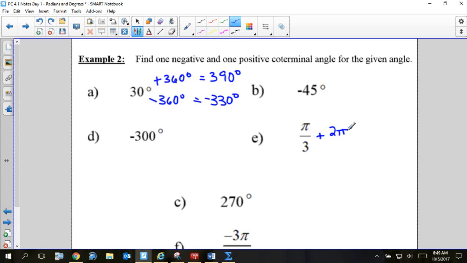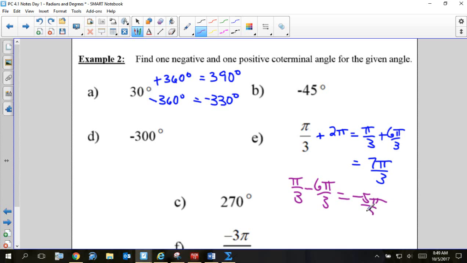Common denominator when we have fractions. So I'm going to change 2 pi into 6 pi over 3. So now I have pi over 3 plus 6 pi over 3. So my positive angle is 7 pi over 3. And then we also need a negative angle, so I'm going to take pi over 3 and subtract 2 pi, but I'm going to subtract 6 pi over 3. Negative 5 pi over 3. So one positive and one negative, those are coterminal. They have the same terminal side.